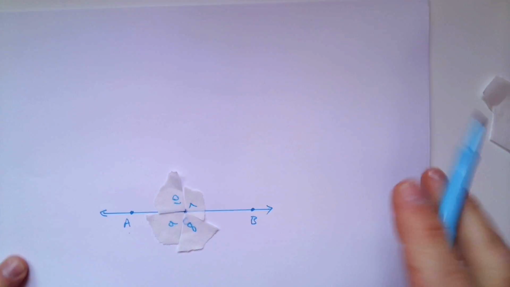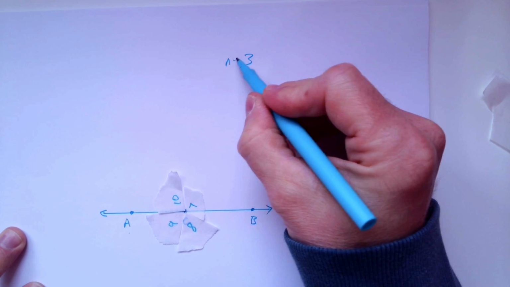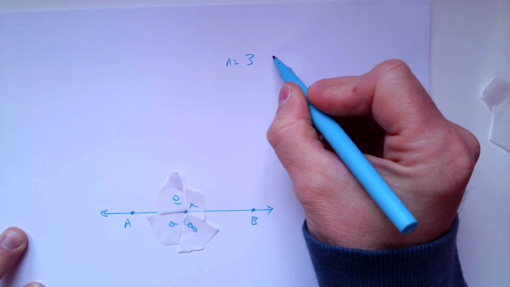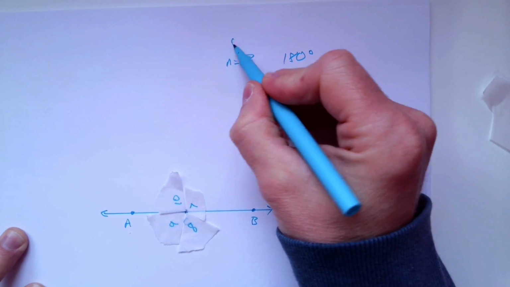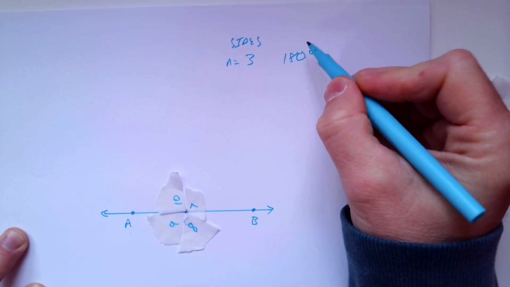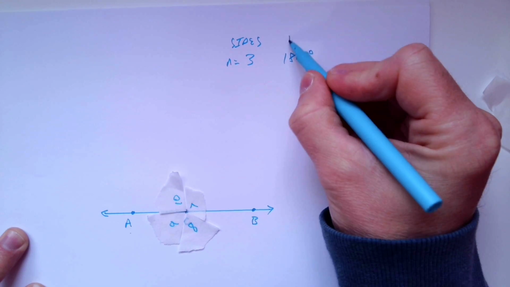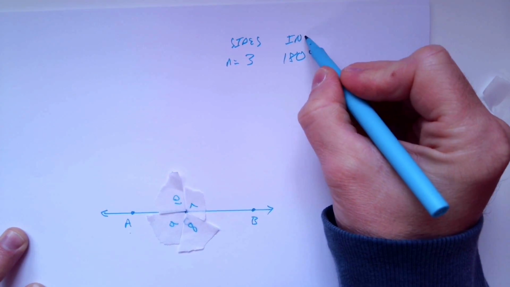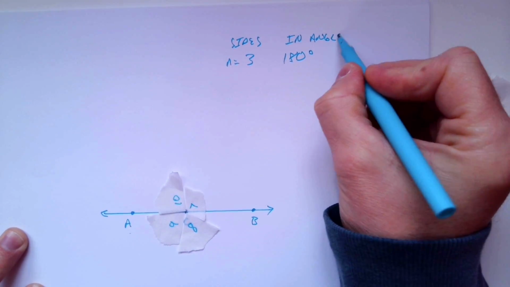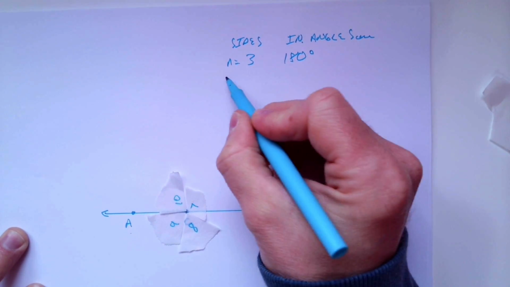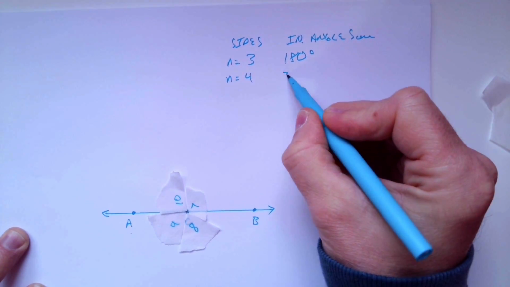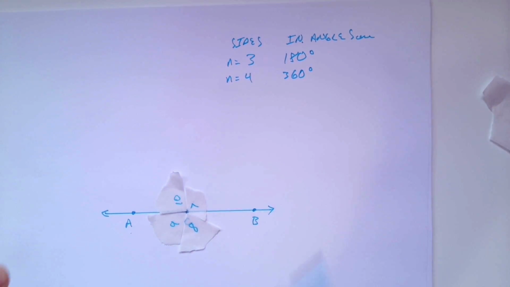So when we had 3 sides, let's say n is the number of sides. We had 3 sides. We had 180 degrees for the interior angle. So this is the number of sides, and this is the interior angle sum. Okay, the interior angle sum is 180 degrees. When n was equal to 4, this was equal to 360.